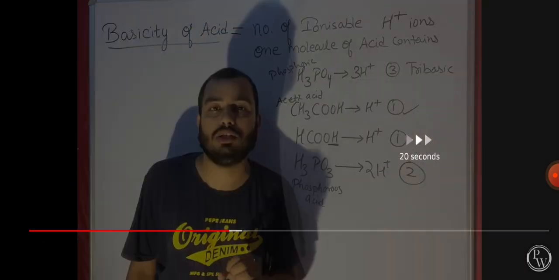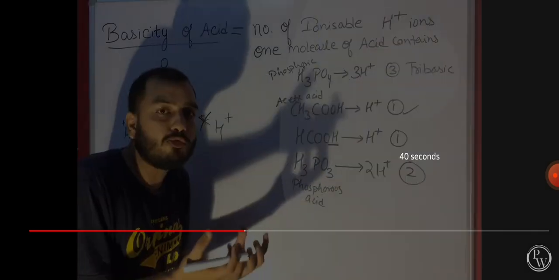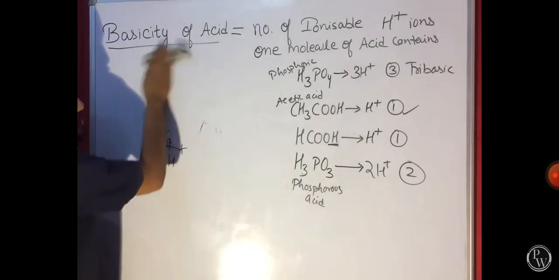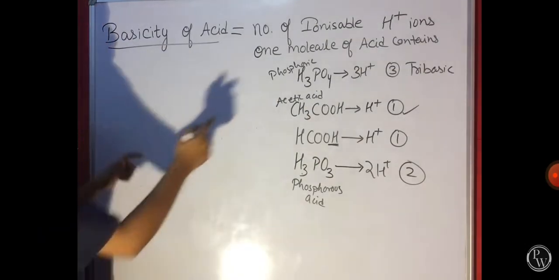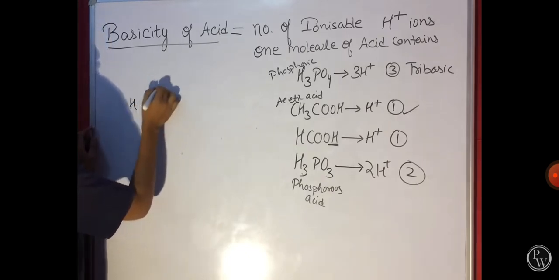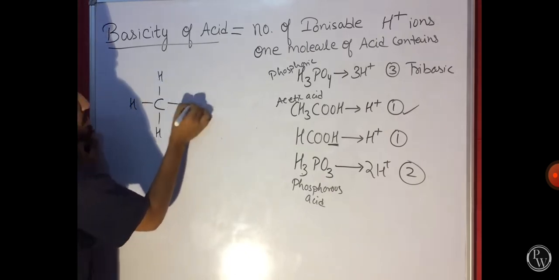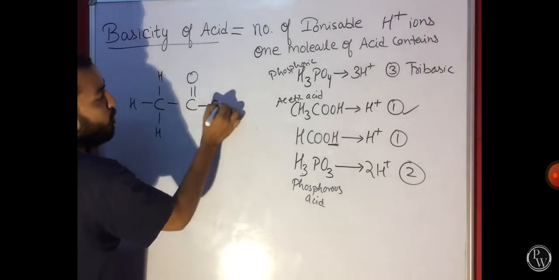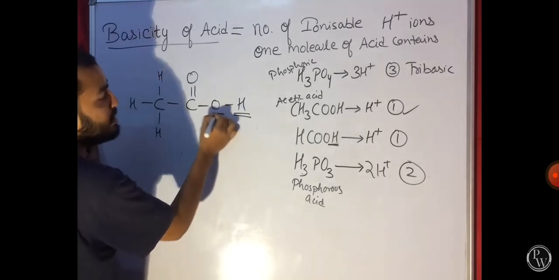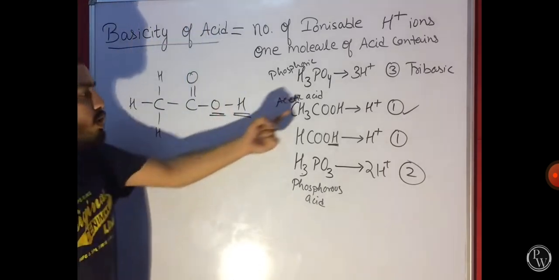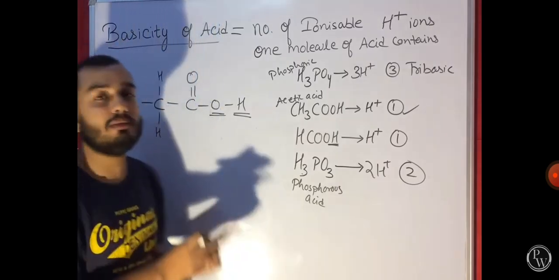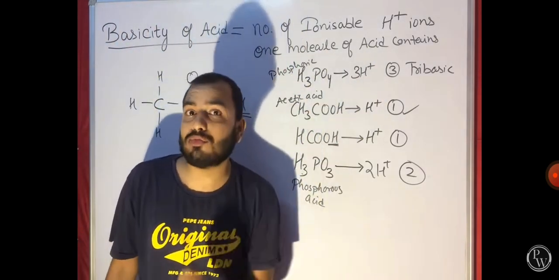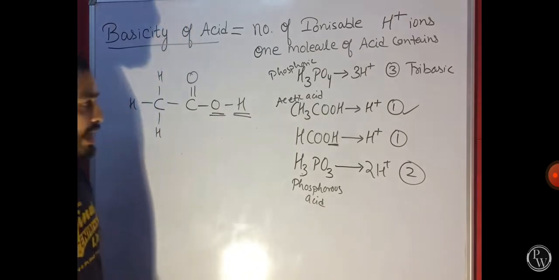What about CH3COOH? The structure of CH3COOH goes like this: CH3, C double bond O, OH. Only this hydrogen is attached with oxygen, so only 1 H plus. This is in your syllabus. Don't avoid this. You have to study this in organic chemistry.